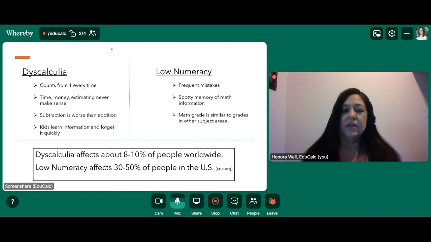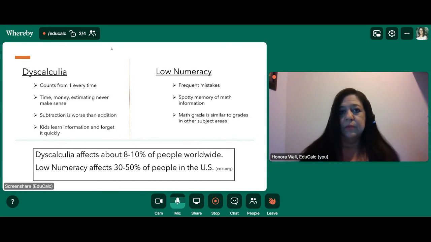With low numeracy, we might see that a student is making frequent mistakes, or they seem to have sloppy work, but they're able to memorize and retrieve basic facts or formulas. They might have a spotty memory for math information, and they don't seem to have a solid foundation. But this is happening in most of their classes, so their math grade might be similar to their grades in other classes, whereas dyscalculia causes a very low math grade while other grades are usually fine, if not stellar.